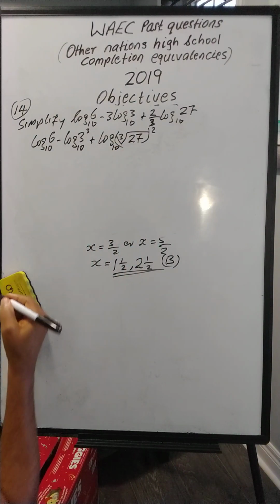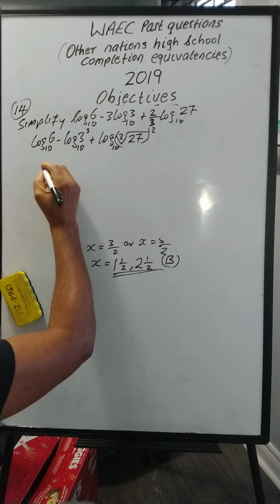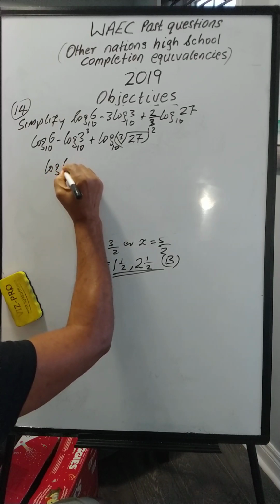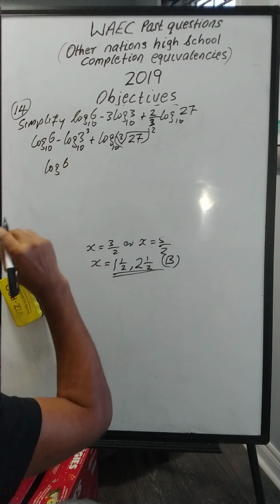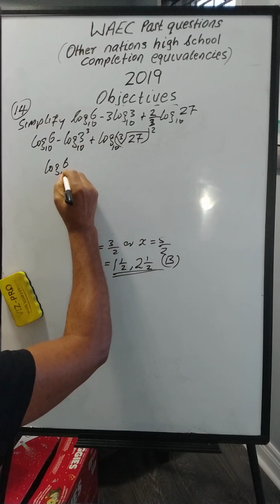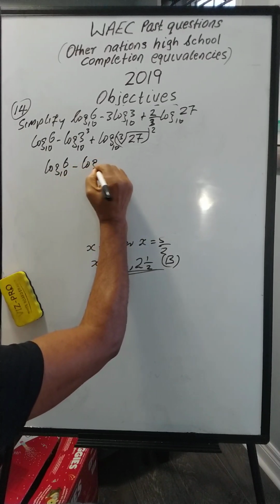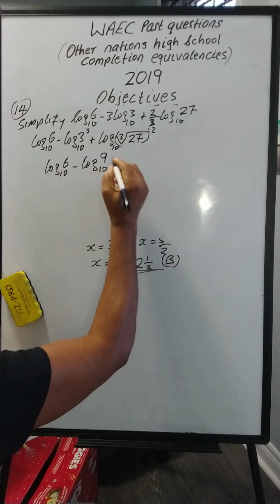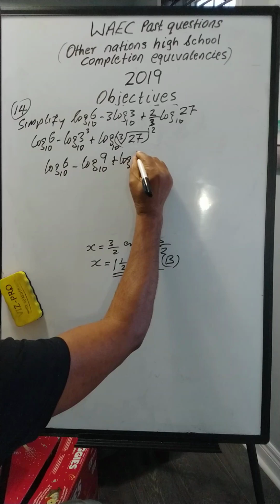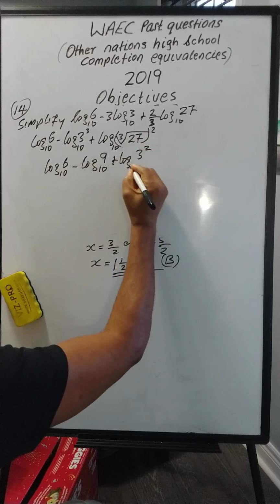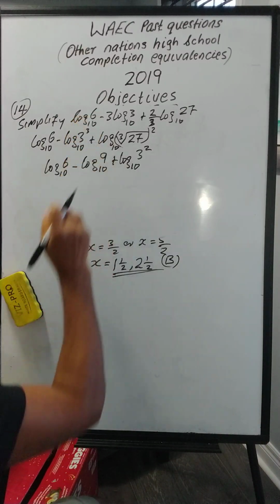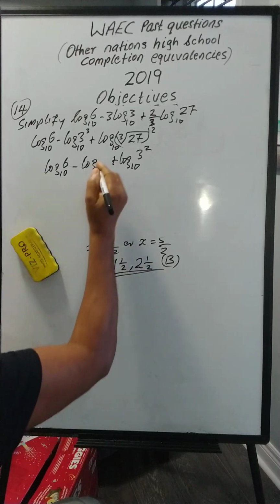That will give us log 6 base 10 minus log 9 base 10 plus log 3 raised to power 2 base 10. I beg your pardon, 3 raised to power 3, here this is 27, note that.